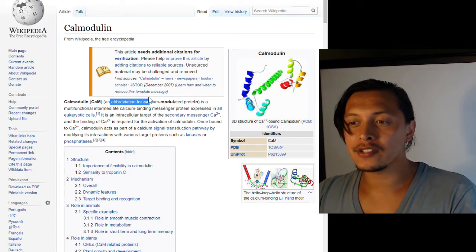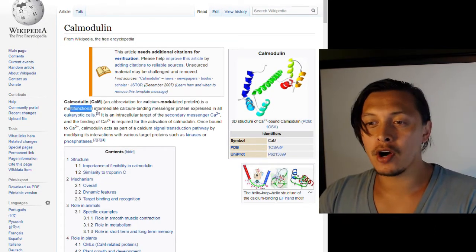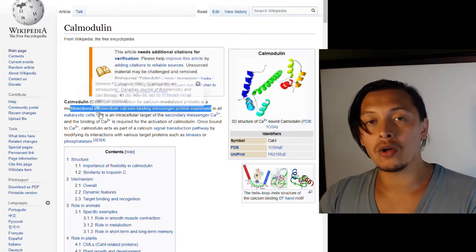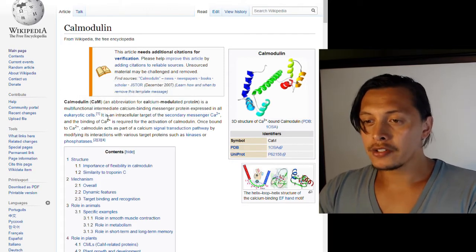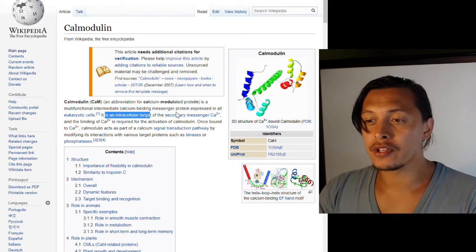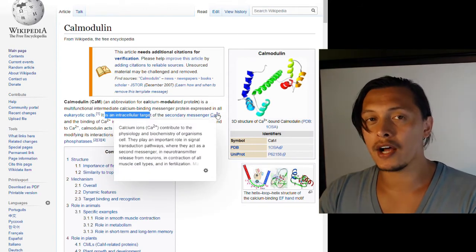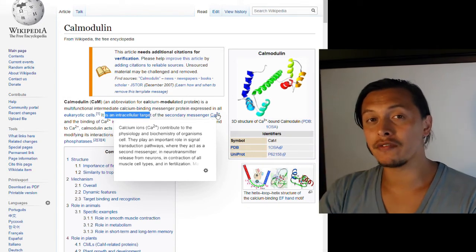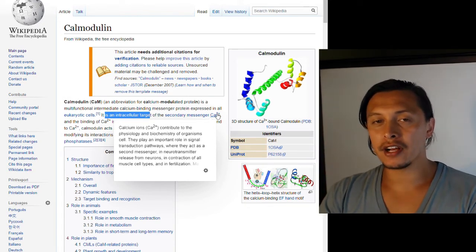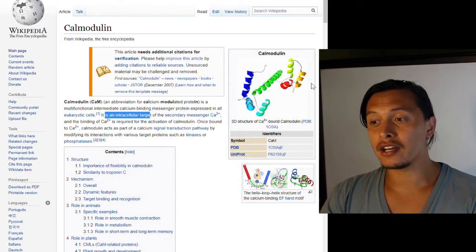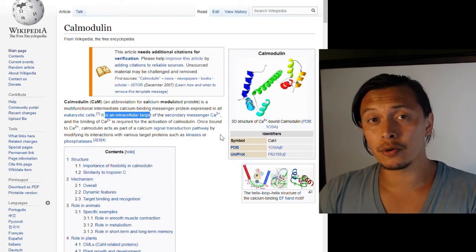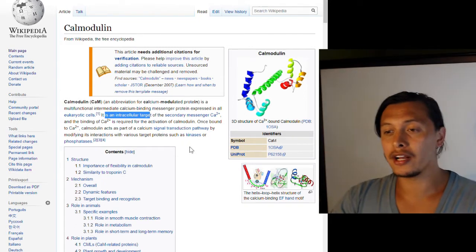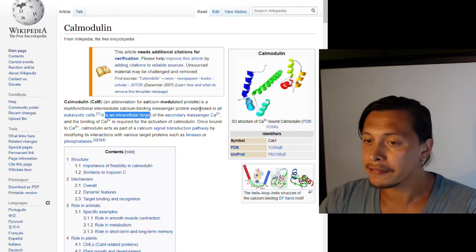So this is a calcium-modulated protein, and it is a multifunctional intermediate of calcium-binding messenger proteins expressed in all eukaryotic cells. So it is an intracellular target for the secondary messenger calcium. Oftentimes, one way to signal to the cell to do something is to have a large influx of these calcium ions. And by influxing all these calcium ions, it will activate a lot of proteins that are within it that need to have this calcium to function properly, or at least switch on and or off.